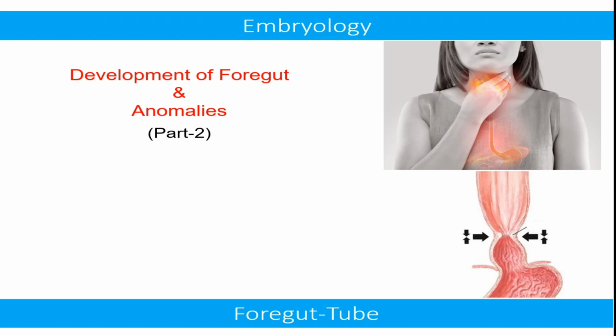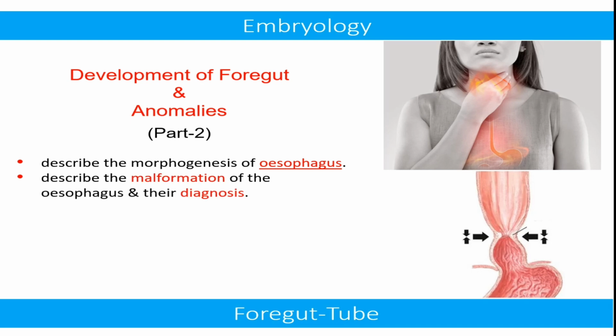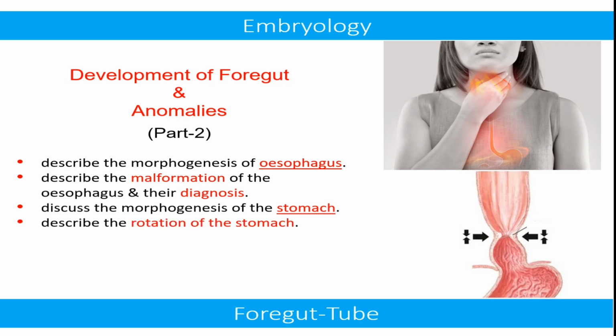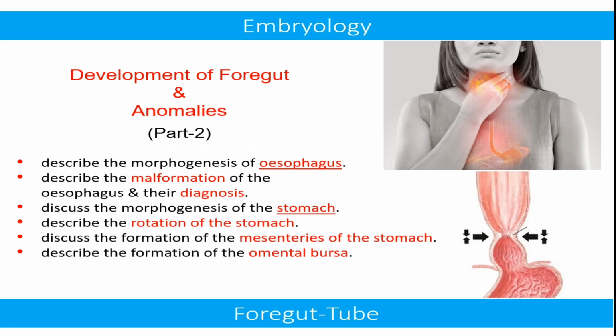The topic for discussion today is the development of the foregut and its anomalies, part 2. At the end of this session, the participant should be able to describe the morphogenesis of the esophagus, describe the malformations of the esophagus and their diagnosis, discuss the morphogenesis of the stomach, describe the rotation of the stomach, discuss the formation of the mesenteries of the stomach, and describe the formation of the omental bursa.